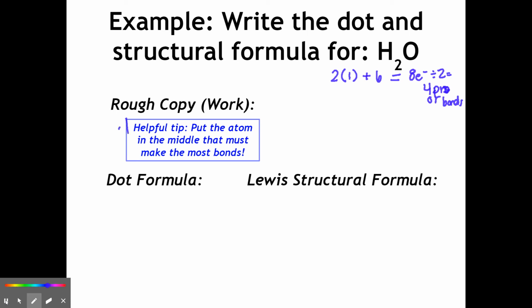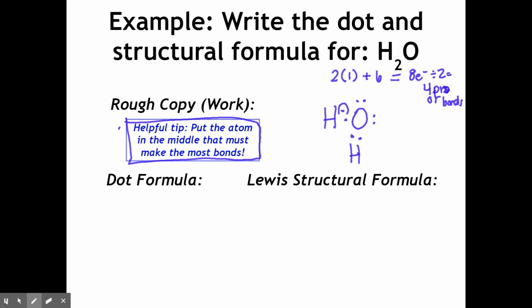Here's a very helpful hint or tip. Put the atom in the middle that must make the most bonds. So hydrogen needs 1, but oxygen needs 2. So oxygen is going to go in the middle here. And I'm going to draw my valence electrons for my oxygen. Then I'm going to conveniently place my hydrogen next to my oxygen where they need the extra electron. So they're going to share those and these.